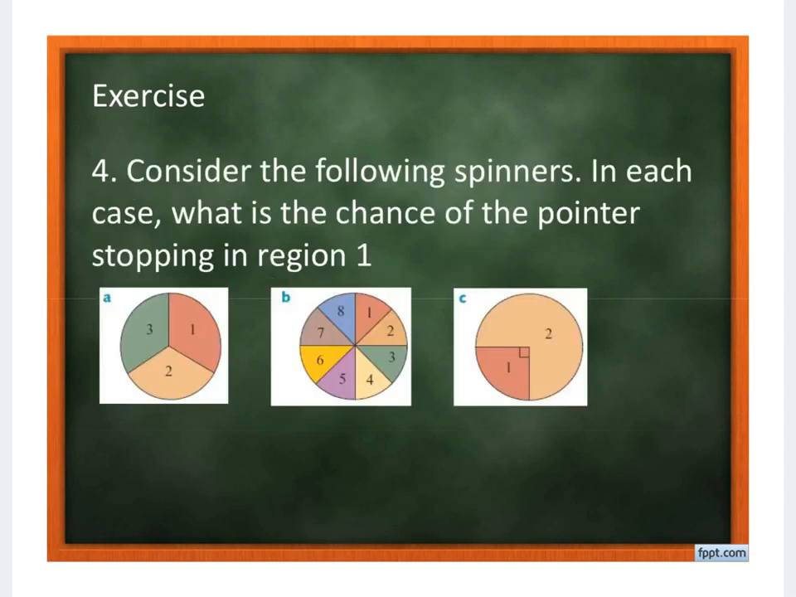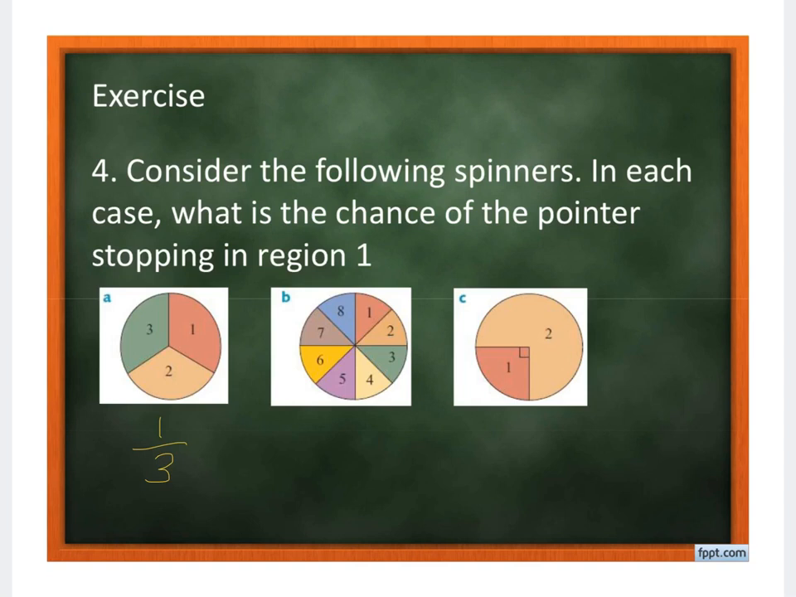Consider the following spinners. In each case, what is the chance of the pointer stopping in region 1? Letter A, you see region 1 is 1/3 of the whole. There are 3 regions, 1 is 1, so the probability is 1 over 3, 1/3.